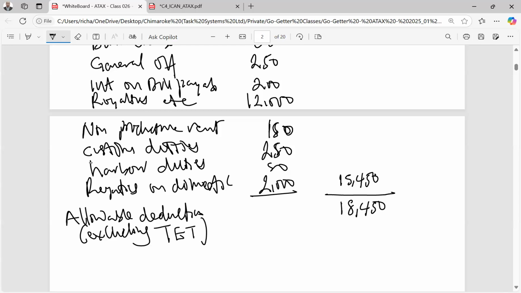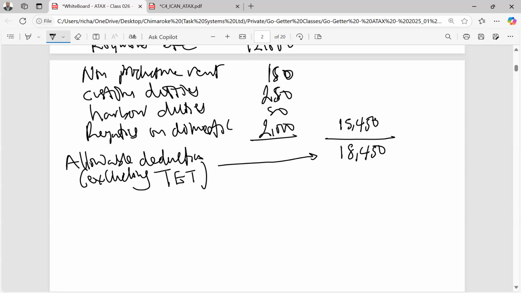Now TET, which is tertiary education tax, is supposed to be an allowable deduction. So we must allow it. So we need to find TET. Our TET, tertiary education tax, as at 2013, is 2% of accessible profits.